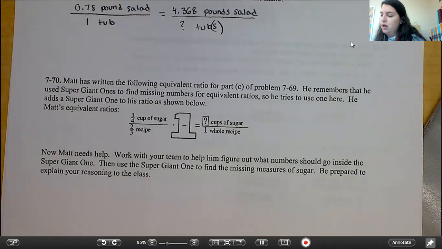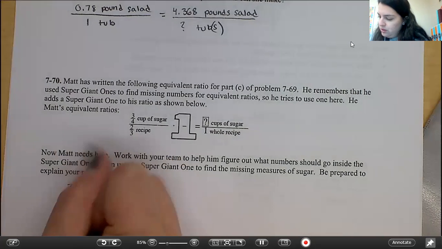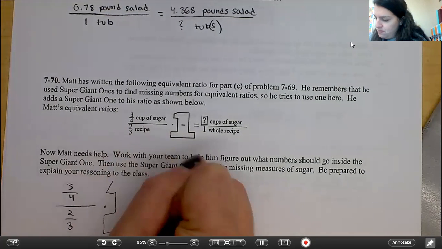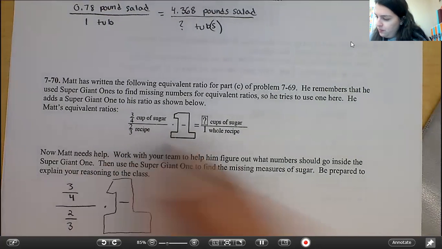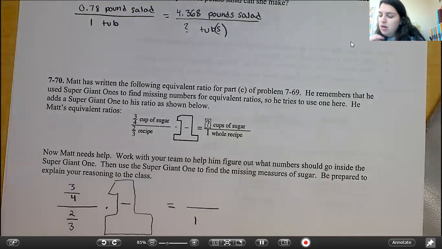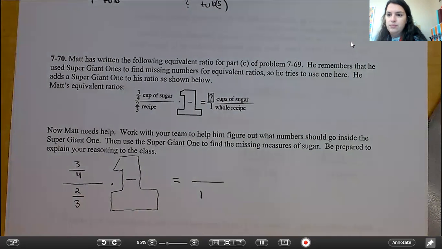Work with your team to help him figure out what number should go inside the supergiant 1. Then use the supergiant 1 to find the missing measures of sugar. Be prepared to explain your reasoning to the class. So, I'm going to recopy this down without the words. So we need to ask ourselves, what are we going to multiply here to make our denominator 1? Go ahead and try it.